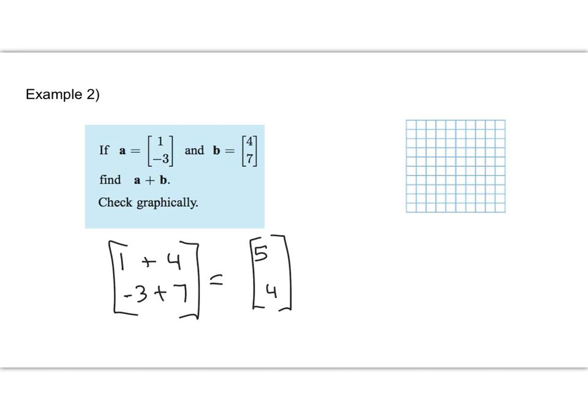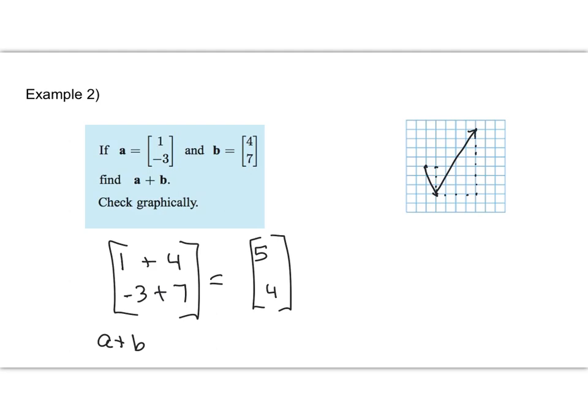That's A plus B. If I start with A, it's 1, negative 3. I'm going to have to go 3 in the negative direction, so I'm going to start up here somewhere. So over 1, down 3. Okay, and then B is 4, 7, so over 4, and then up 7. 1, 2, 3, 4, 5, 6, 7. So that's where B ends, or the direction B is going.